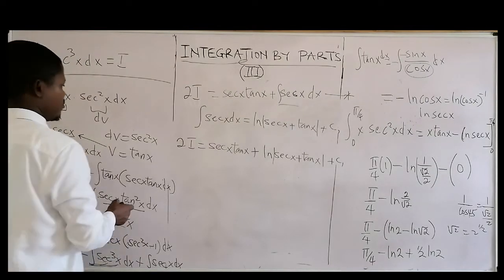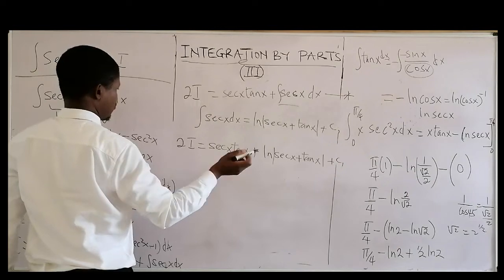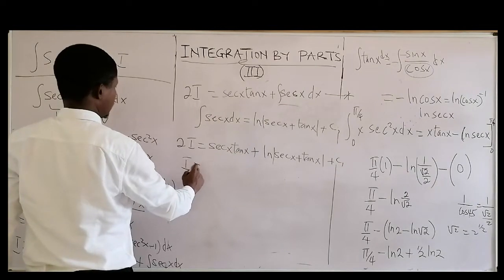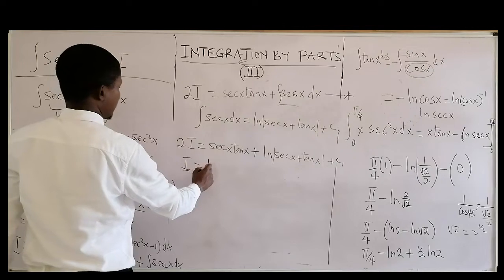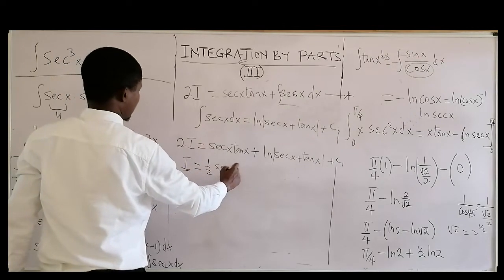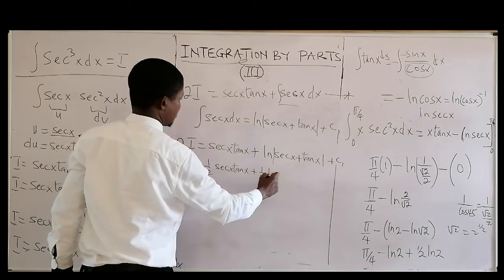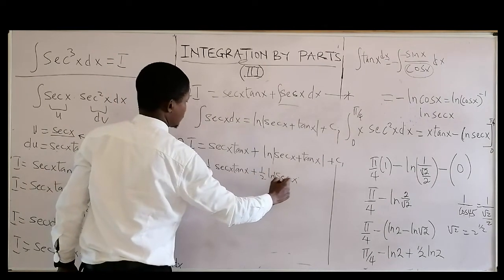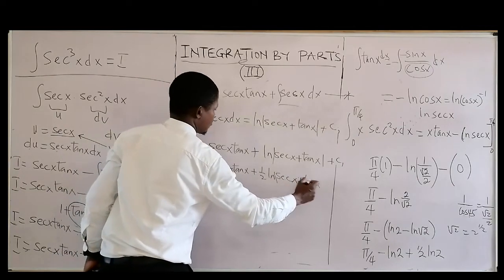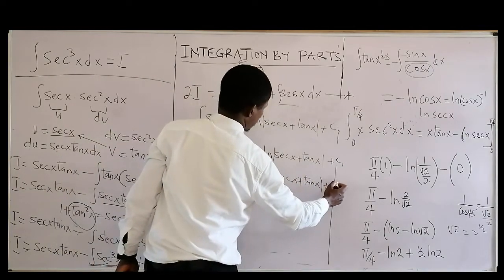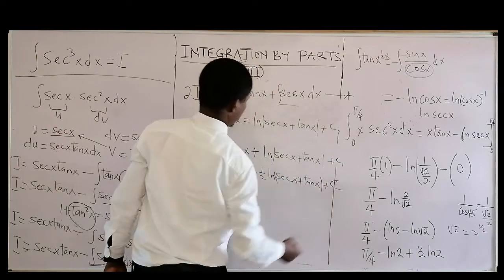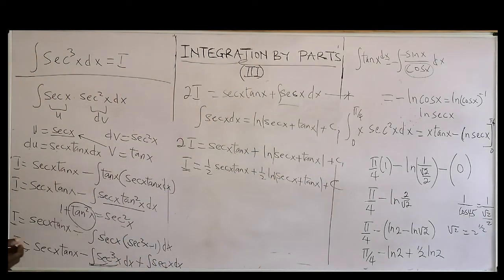So divide the equation all through by 2. So I, which is your question, is equal to half of sec x tan x, plus half of ln of sec x plus tan x, then plus C over 2, just a constant. And that's that on that question. That's the end of that.